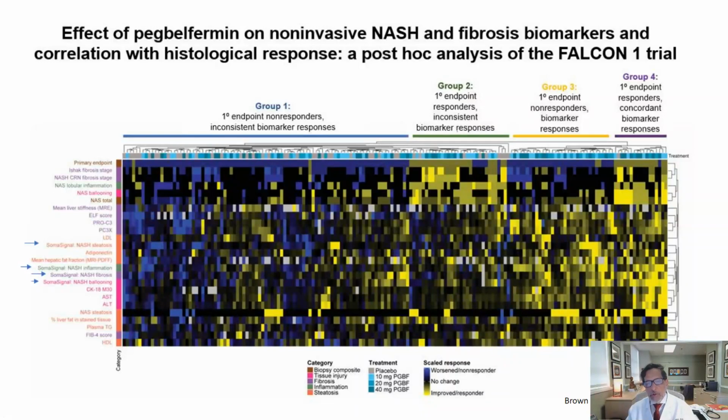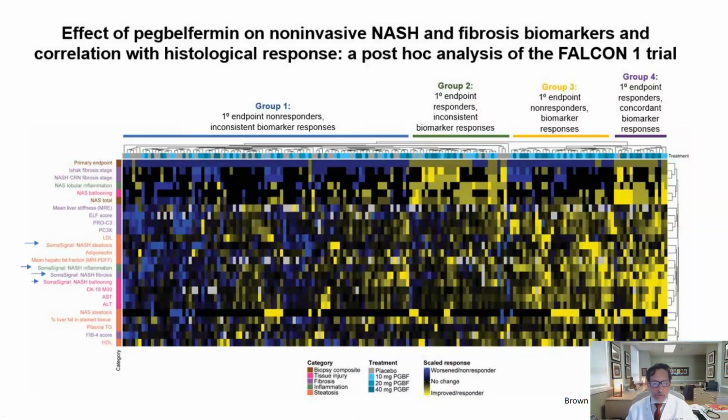Group 1 are people who are non-responders. Non-responders are in black, responders are in yellow. If you look all the way to the right, here are people who predominantly are responders, where everything got better. You can see over here that the SomaSignals are actually picking these out, and on the very left side, picking the non-responders out very well.